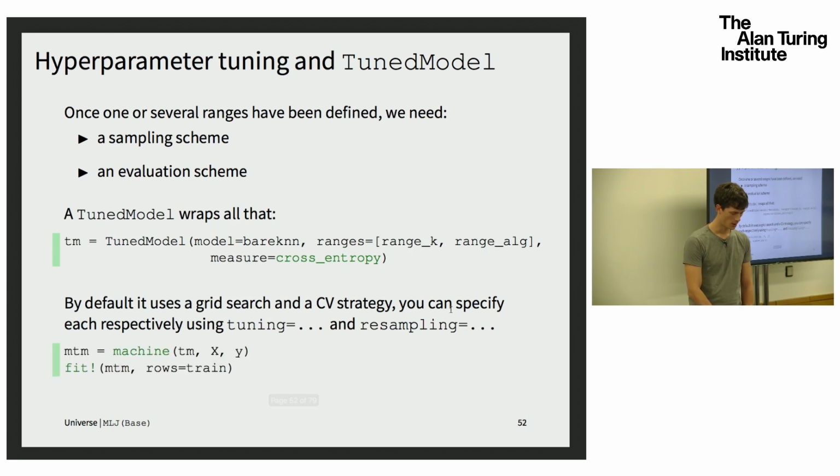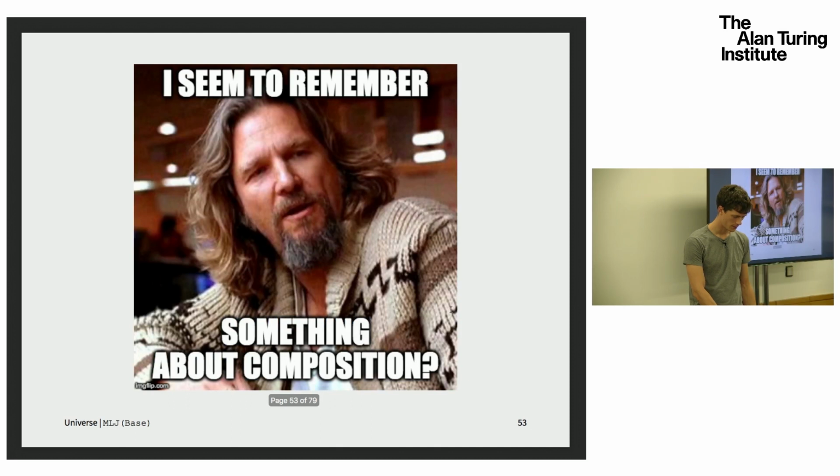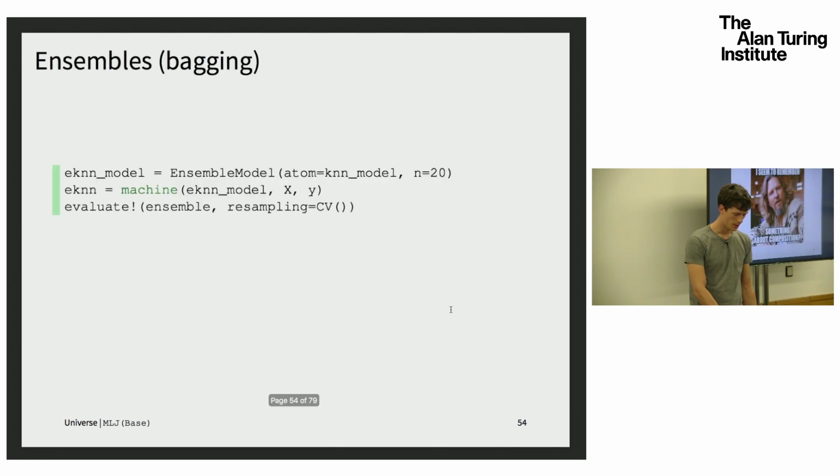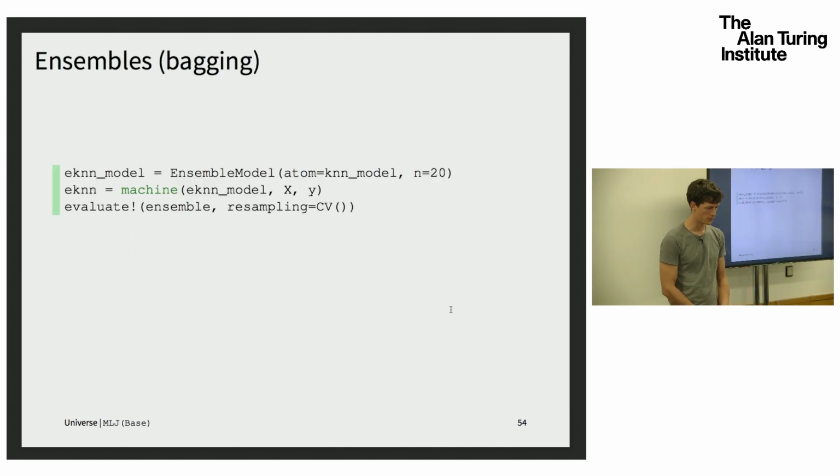And then how do you train this tuned model? Well, it's the same as tuning just a model. So you wrap it in a machine with the data, and then you call fit on it. Now the thing that MLJ is actually good for, or that goes beyond what you would find somewhere else, is model composition.